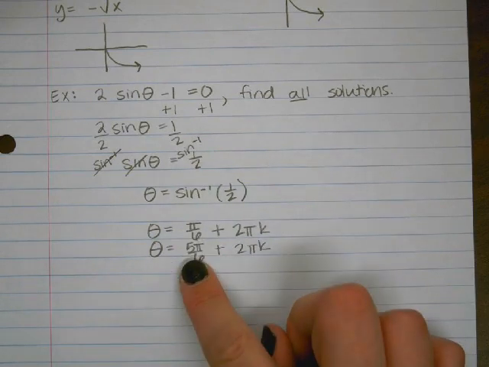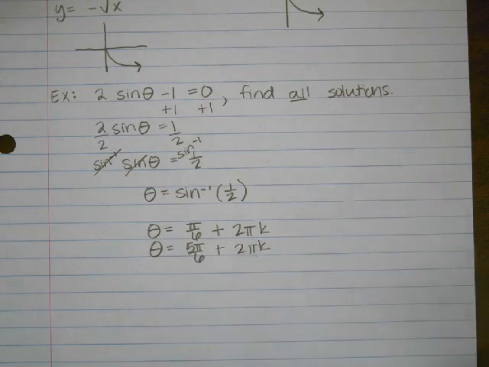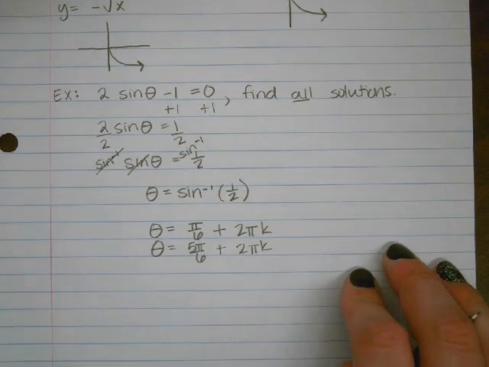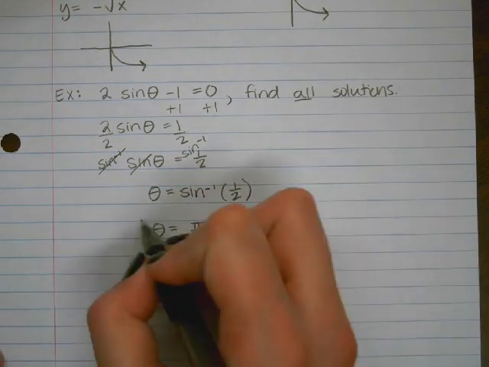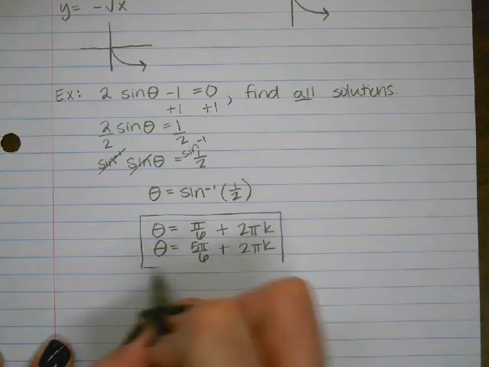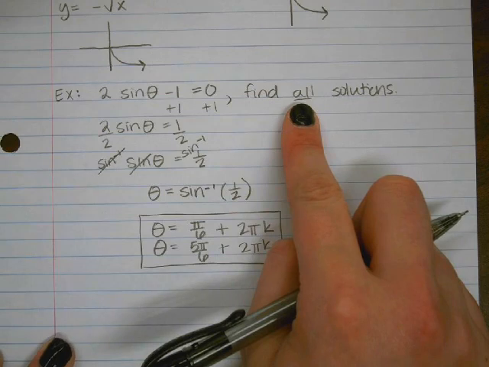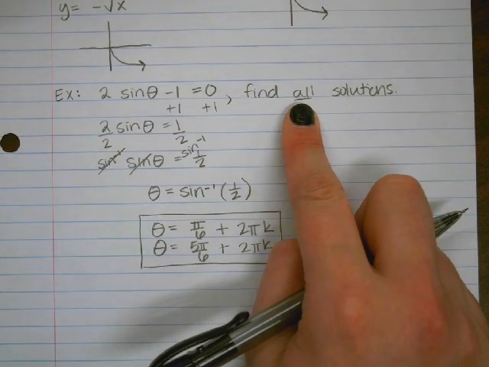So these are the solutions on the unit circle. This is what I write to say that you can continue to add or subtract to get more solutions. So that is my answer for this problem if I want all possible solutions, every single solution you could ever possibly have for this problem.